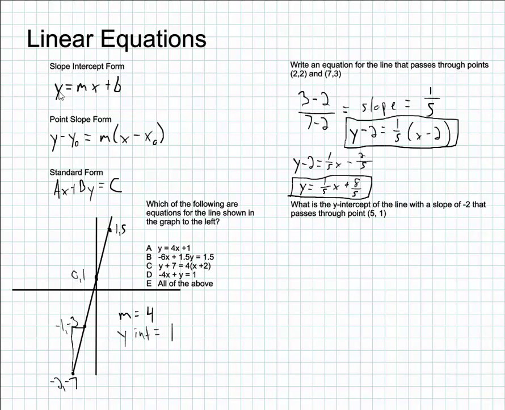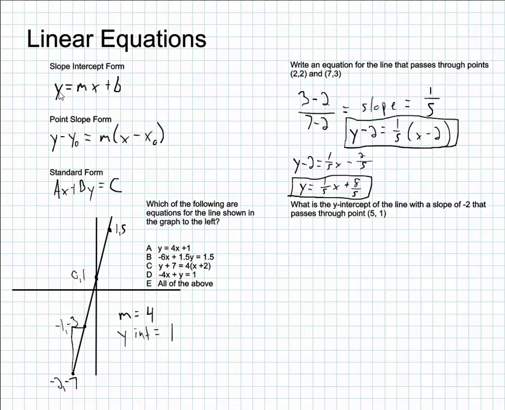What about B? Well, we can actually determine if B is correct in a couple different ways. One way is we can rewrite this entire equation and solve for y, in which case we would simplify and we would see, if you want to go through the algebra, it would actually end up being y equals 4x plus 1. Another way to do it very quickly is you can test, since we know that we have a point 0, 1, we can actually test the point 0, 1 in this equation and see if it works. So we have negative 6 times 0 plus 1.5 times 1, and that does in fact equal 1.5.